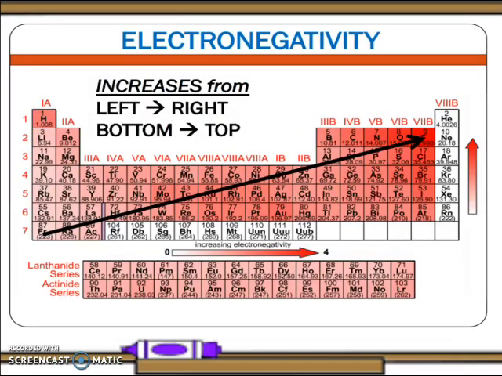As you go down a column, electron affinity decreases. As you go down, atomic size is increasing, so there is less attraction of electrons to the nucleus. As you go across the periodic table, left to right, electron affinity increases. As you go left to right, atomic size is decreasing, so the electrons are more attracted to the nucleus.